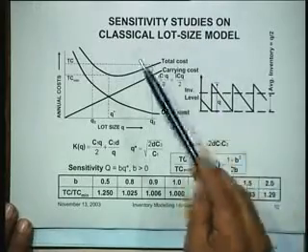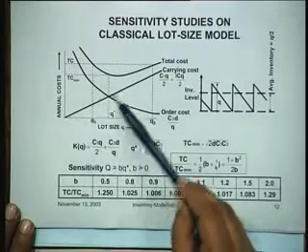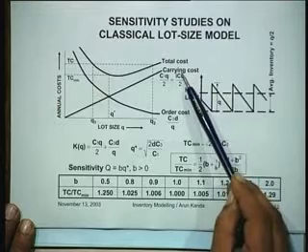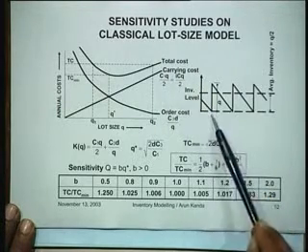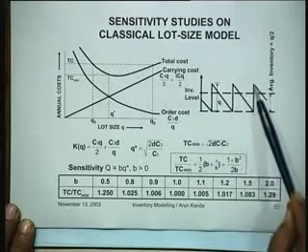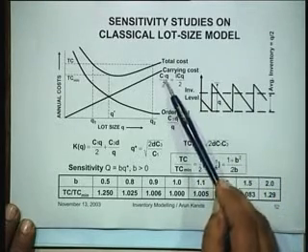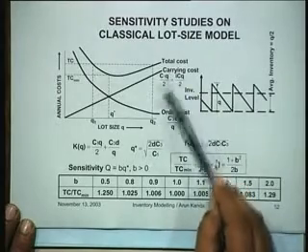Now here are some interesting sensitivity studies on the classical lot size formula. If you see this classical lot size formula, basically there are two types of costs involved. One is the inventory carrying cost, and the inventory carrying cost is C1 into Q by 2, because for a pattern of fluctuation of inventory of this kind, the average inventory is Q by 2.